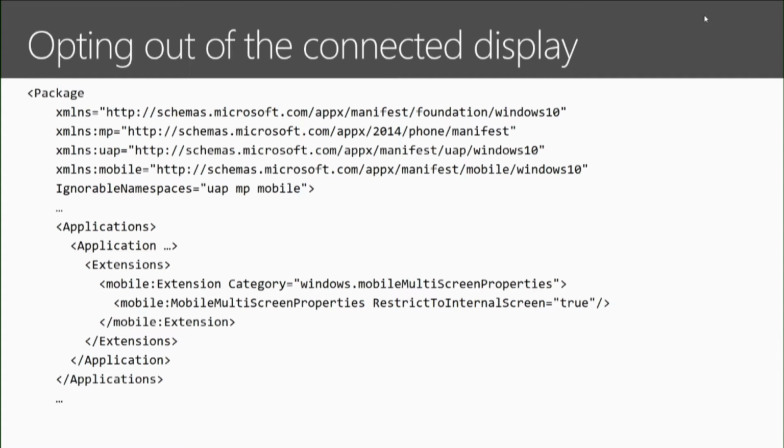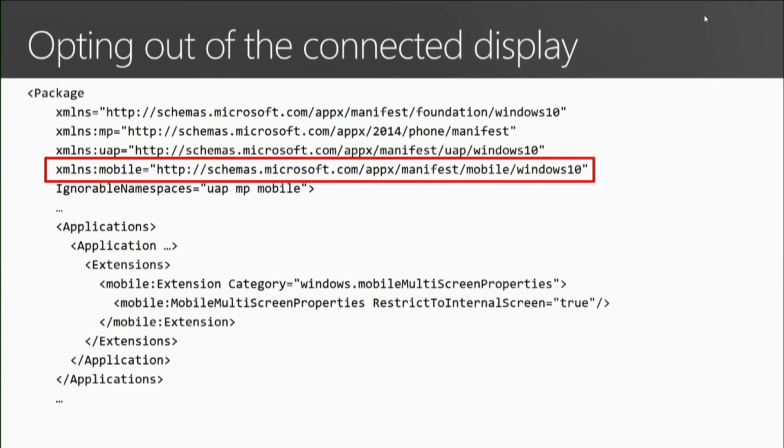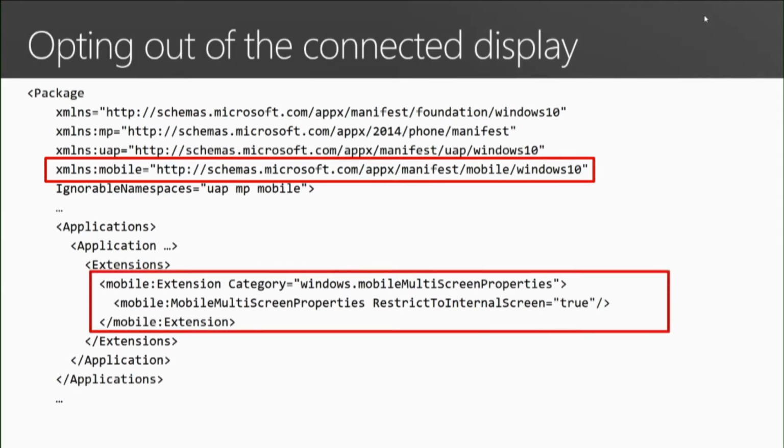Now, of course, you may build a mobile app, but may think it's not ready for Continuum because it doesn't reflow properly, or you may have some other issues with it. So it's pretty easy to block your app from Continuum. What you mostly need to do is go into the manifest and add a namespace to your package tag, and then use the restrict to internal screen property. This property could be set to true.